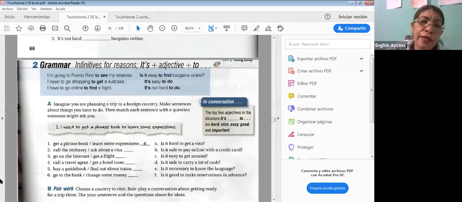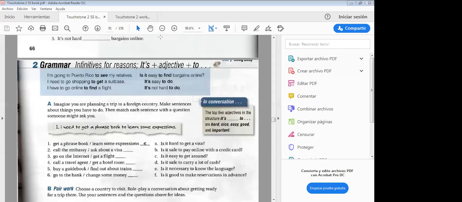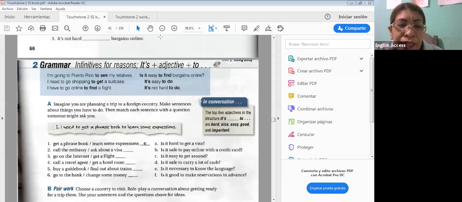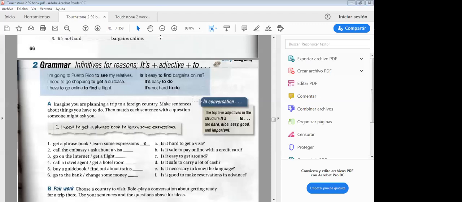Ready. Okay, so let's begin. Number two. I have to call the embassy to ask about the visa. Letter A, is it hard to get a visa? Number three. I have to go on the internet to get a flight. Letter B, is it safe to pay online with a credit card? Number four. I'm going to call a travel agent to get a hotel room. Letter F, is it good to make reservations in advance?